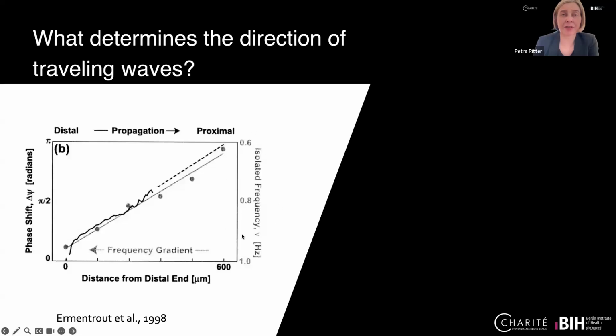So if you have a network with a frequency gradient, as constructed in this model that was built by Ermentrout in 1998, and you implement a frequency gradient, then you will generate a phase shift, and with this a traveling wave that travels over the connected network nodes. This was one observation already quite some time ago.